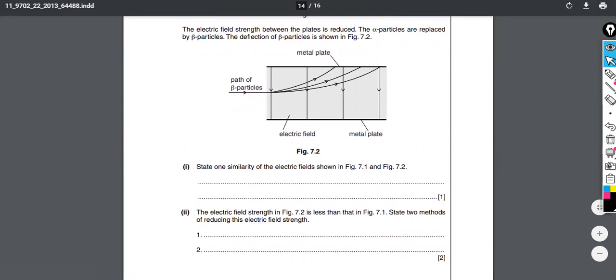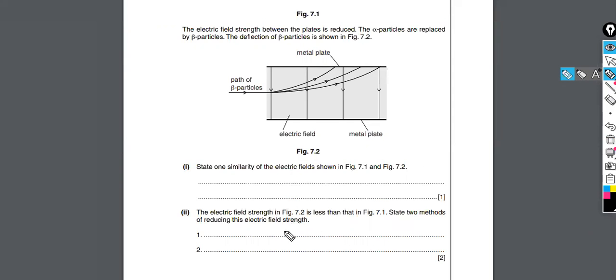It then says the electric field strength in 7.2 is less than 7.1. State two methods of reducing this electric field strength. These are kind of softball questions, in my opinion. How do we reduce the electric field strength?